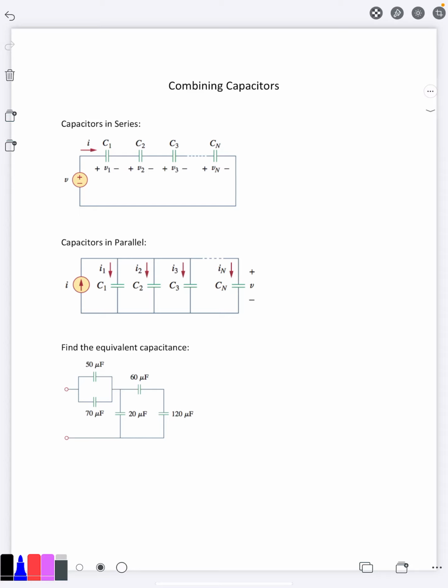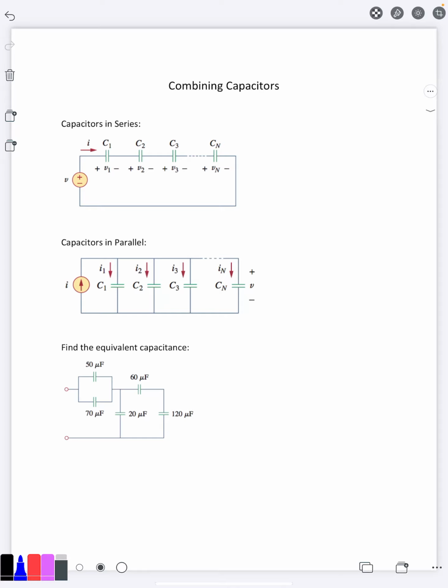In this video, we're going to talk about how you can combine capacitors that are connected in either series or parallel. And really, before we even work out the details here, the way to remember it is it's just the reverse of resistors. So for resistors, when they're in series, you add them, and when they are in parallel, you have to do the more complicated formula. For this, it's the exact reverse.